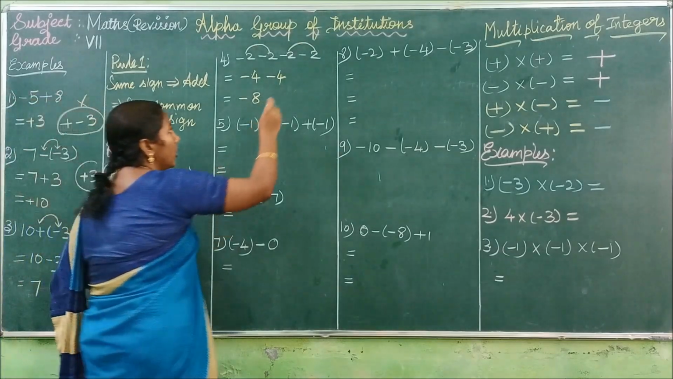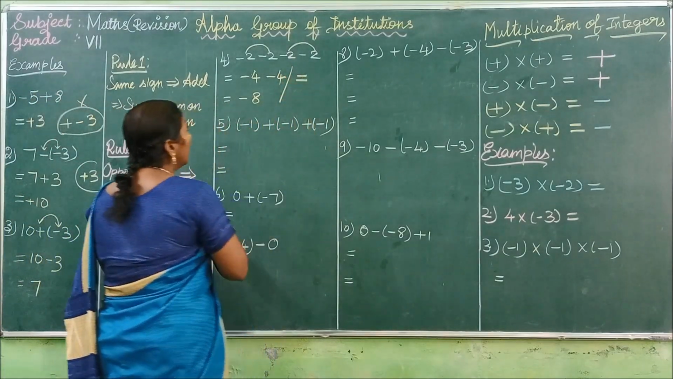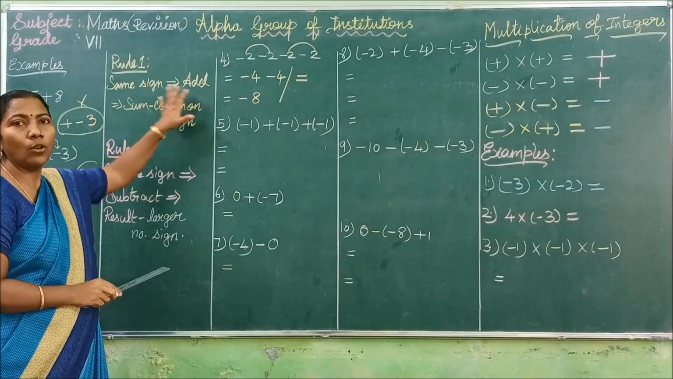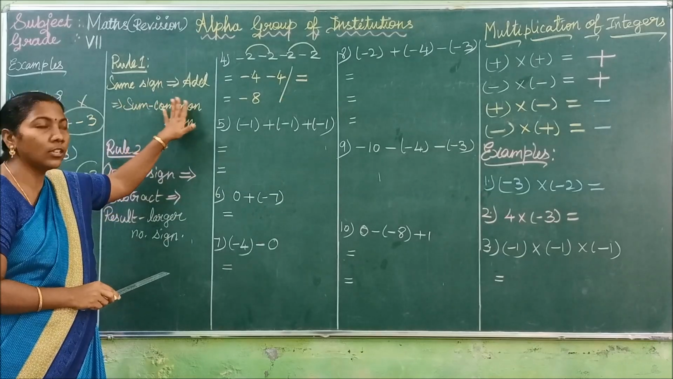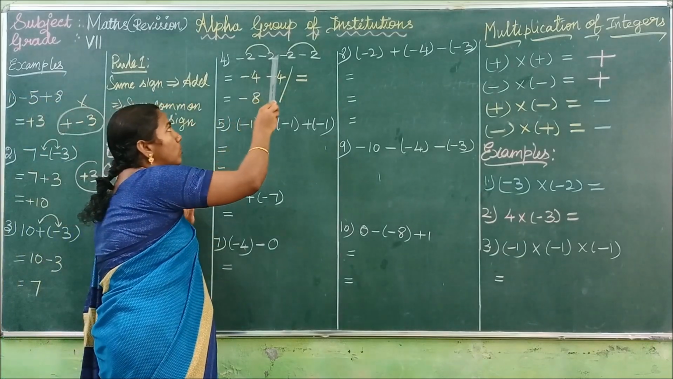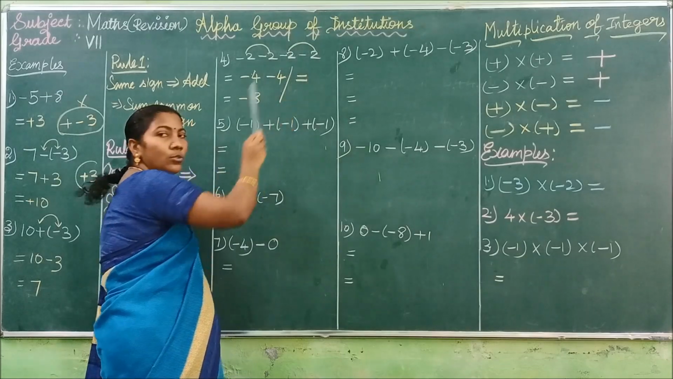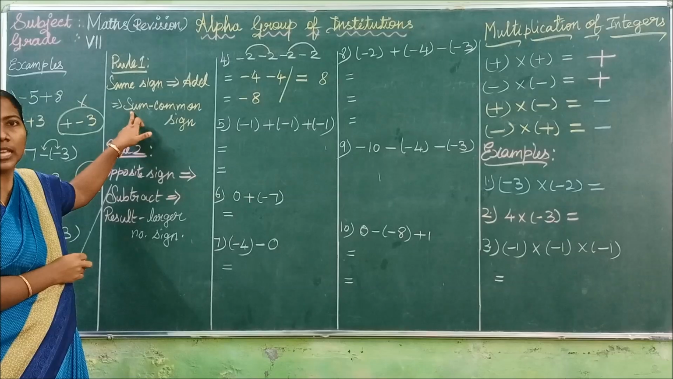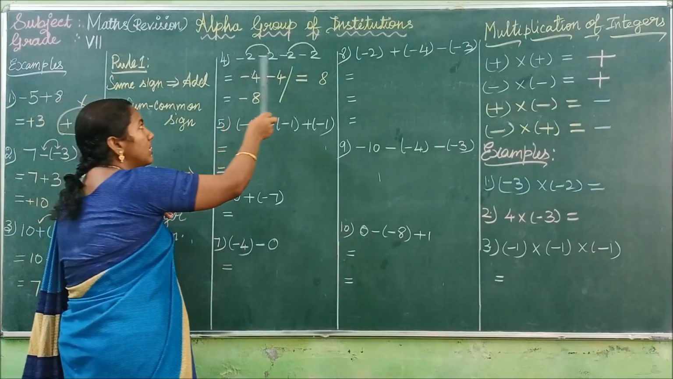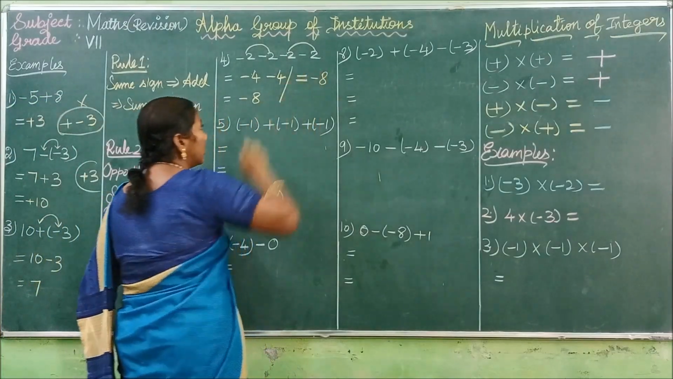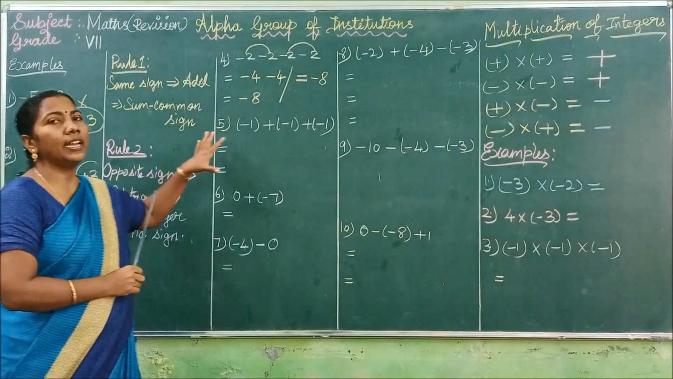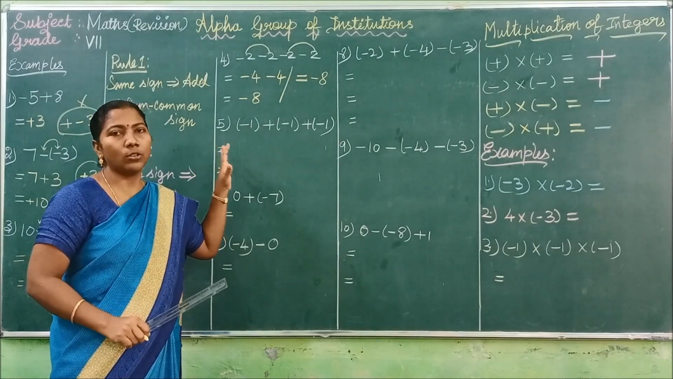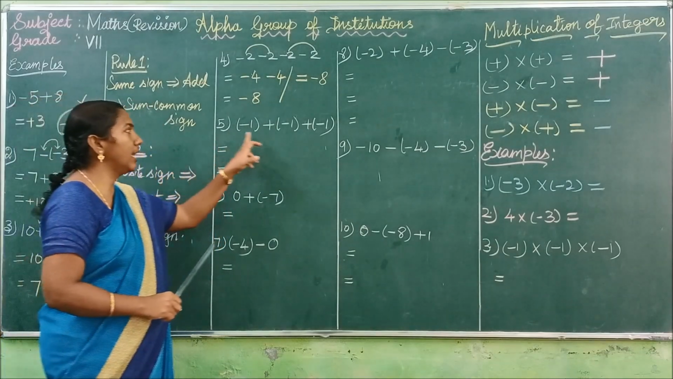Another method is, you can straightly write the answer. See here, the given integers are in same sign. According to rule 1, we have to go for addition. Ignore the symbol and add: 2 plus 2 is 4, 4 plus 2 is 6, 6 plus 2 is 8. So we get the sum as 8. As per rule 1, this sum gets the common sign. What is the common sign here? Minus. So here you have to put the symbol minus. Don't write this answer straightly, children. You must write the steps for your questions.